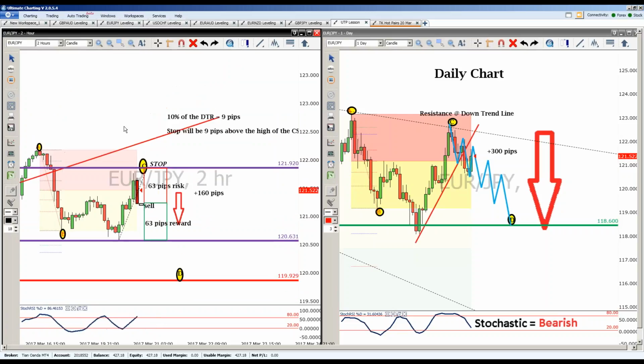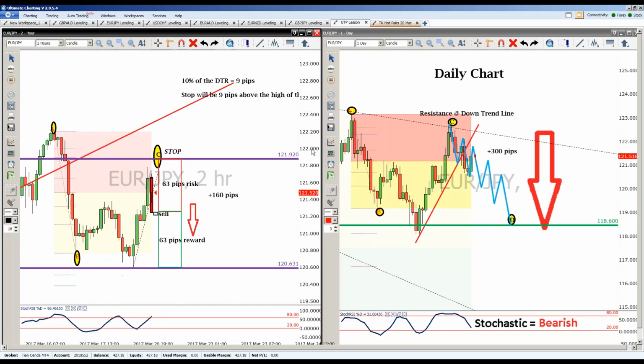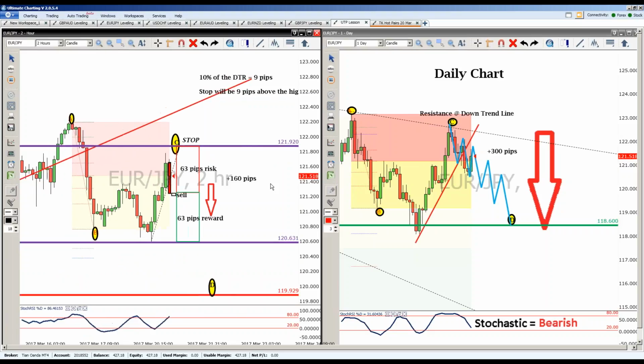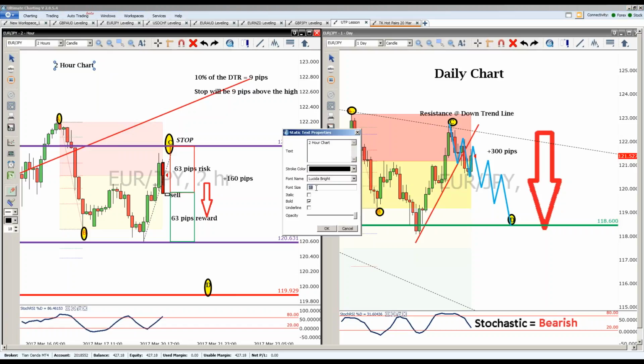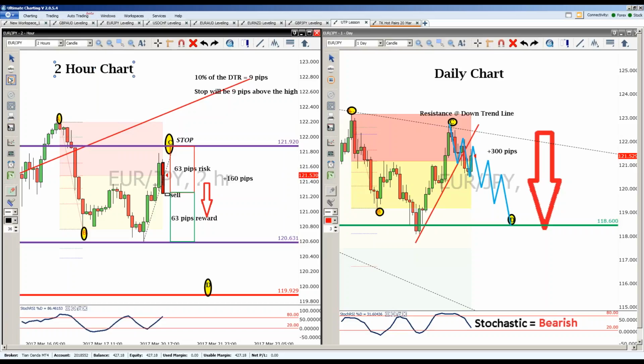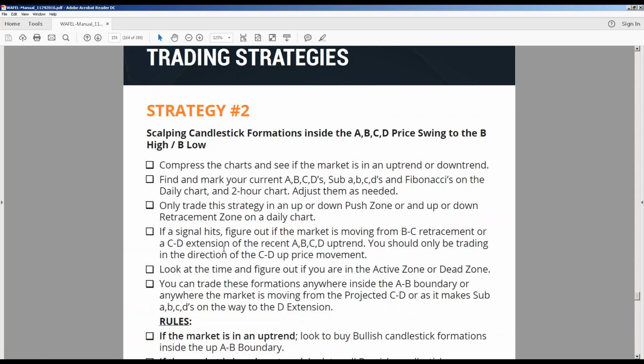And on the 2-hour chart, we can also see that we're about to move from the C to the D, right? Because we also have a down AB boundary and we have almost established the C if the market can just break that counter trend line. So there we go, that's the 2-hour chart. Okay, so we've done our analysis.